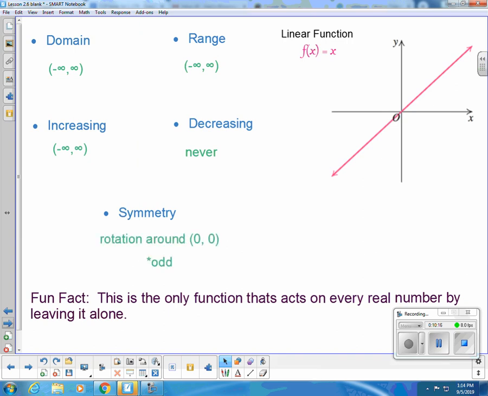Fun fact, this function is the only one that acts on every real number by leaving it alone. If I put in a 7, I get out a 7. If I put in a -2, it stays a -2. The x and y's are always the same.